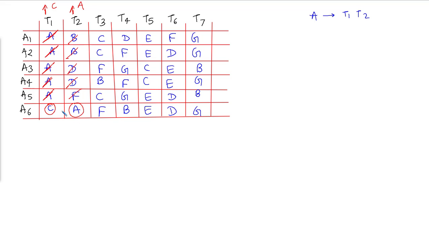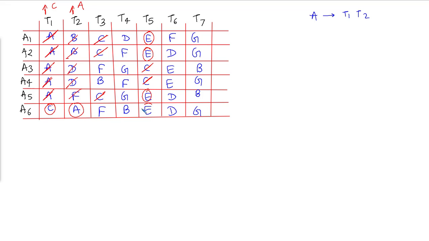Now we know that C is terrorist T1. So C cannot be T3, C cannot be T5. Then after that you can see that terrorist T5 is going to be which person?